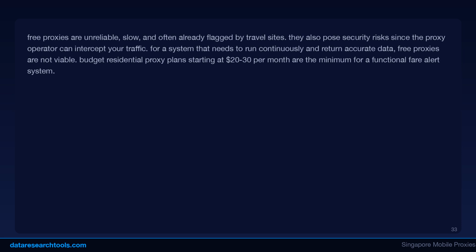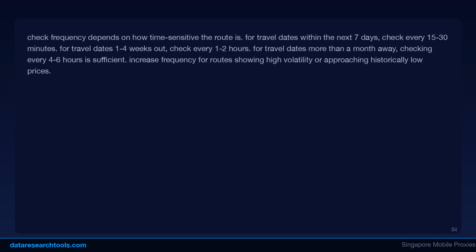Free proxies are unreliable, slow, and often already flagged by travel sites. They also pose security risks since the proxy operator can intercept your traffic. For a system that needs to run continuously and return accurate data, free proxies are not viable. Budget residential proxy plans starting at $20-30 per month are the minimum for a functional fare alert system.